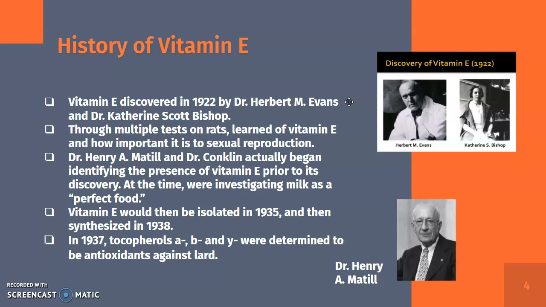Through testing, they came to a discovery of an organic molecule that was necessary for the sexual reproduction elements of the rats. Such testing and research actually started prior to the findings of Dr. Evans and Dr. Bishop through the work of Dr. Henry A. Mattill and Dr. Conklin. They first interacted with it through the research of milk, investigating it to determine its properties as a perfect food. Vitamin E would then be isolated in 1935 and synthesized in 1938. And a year before that, 3 of the tocopherols, alpha, beta, and gamma, would be determined to be an antioxidant against lard.